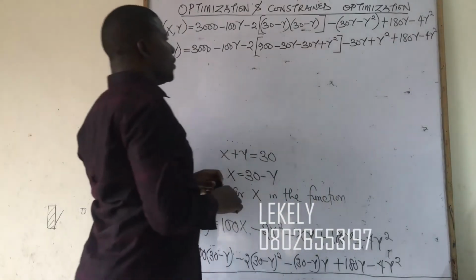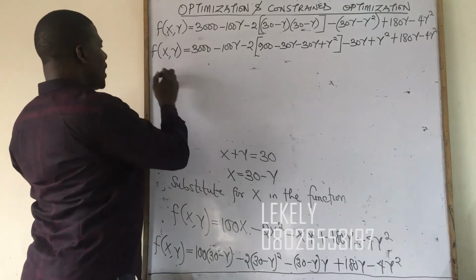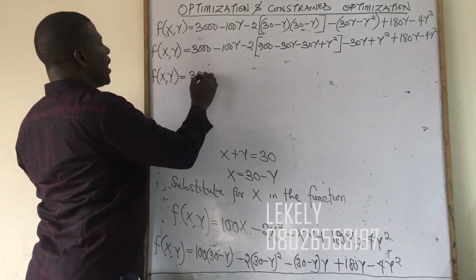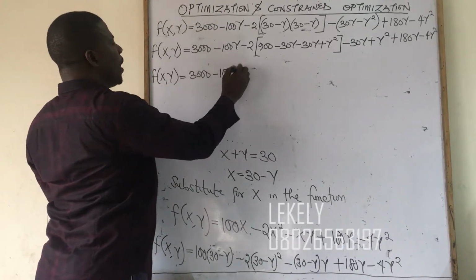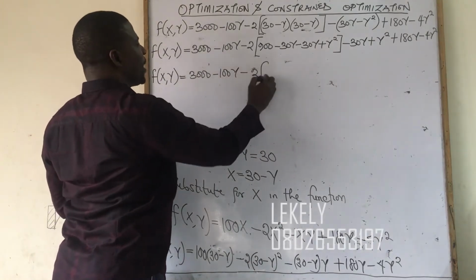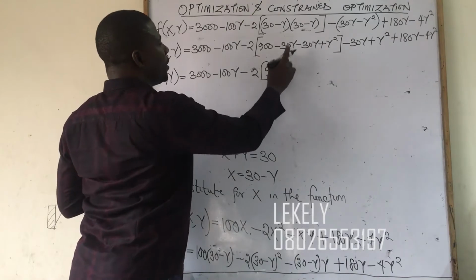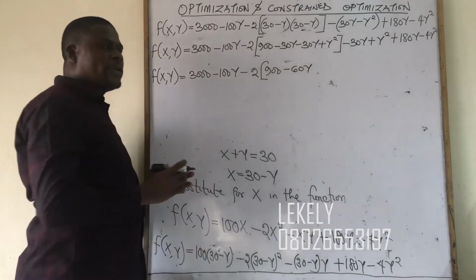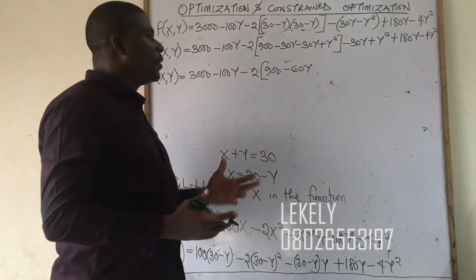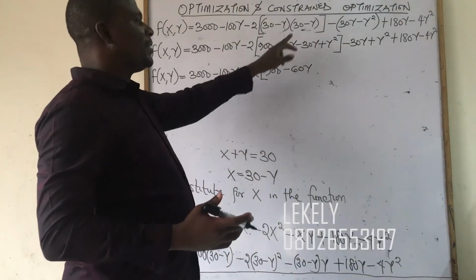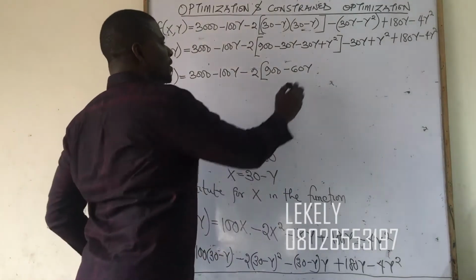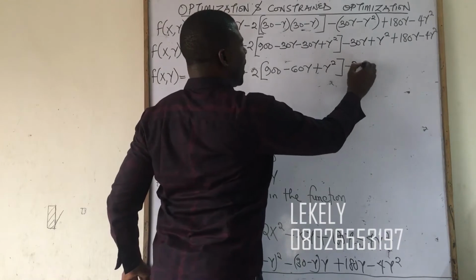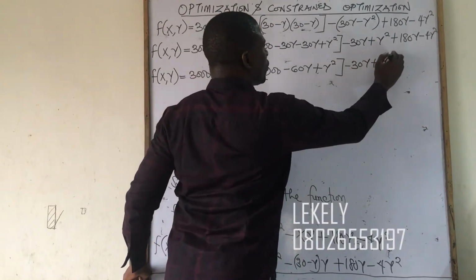You see that? So here now, I can say that f of xy equals 3000 minus 100y minus 2 into bracket 900. Minus 30y minus 30y is minus 60y, because minus minus means you are owing. So see it like you are owing 30, you are owing 30. So altogether you are owing 60. Plus y squared. Close the bracket. Minus 30y plus y squared.